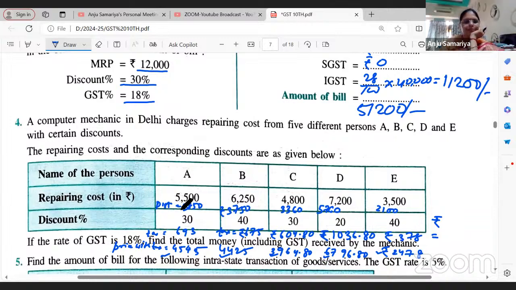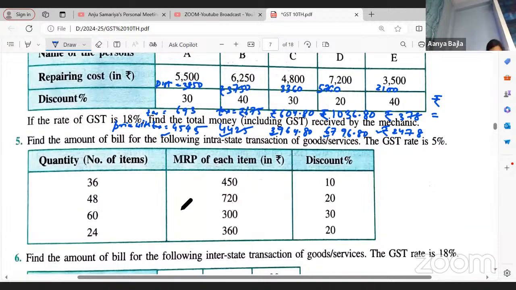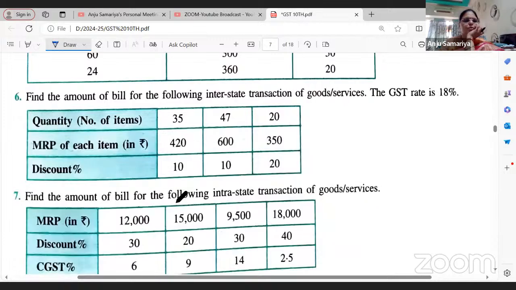0.60, right? हाँ 6. ठीक है. So this question number 5 is your homework. I think you can do the rest now. Yes, ma'am. अच्छा, question number 6 I'm just explaining to you.